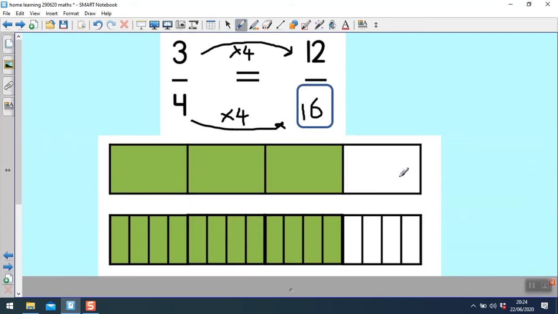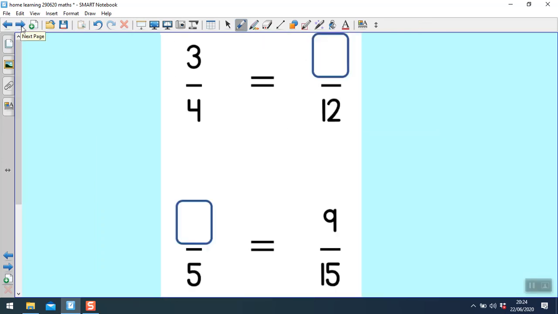So 3/4, a bar cut into 4 equal sections and 3 sections shaded in, is equivalent to a bar with 16 sections, 12 of them shaded in. 3/4, 12/16. It's the same amount. Now have a go at these 2 questions. Pause the video while you work it out.